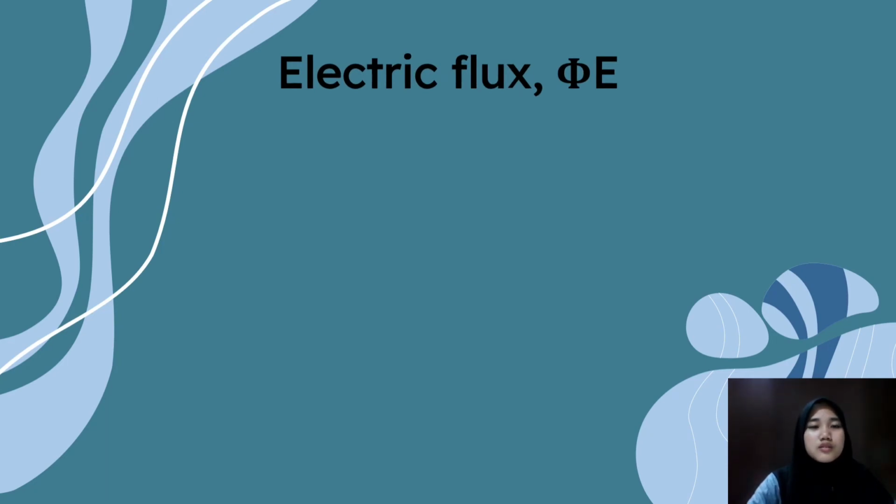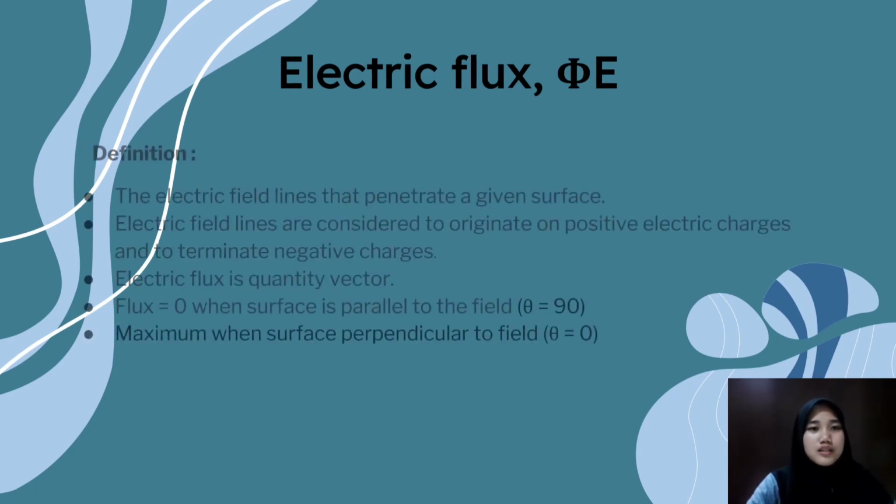Next, we move to the next subtopic, which is electric flux. The definition of electric flux is the electric field lines that penetrate a given surface. Electric field lines are considered to originate on positive electric charge and to terminate on negative charge. Electric flux is a scalar quantity and the flux equals 0 when the surface is parallel to the field, and the flux will be maximum when the surface is perpendicular to the field.